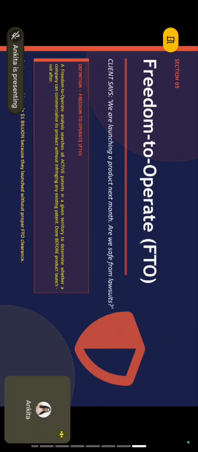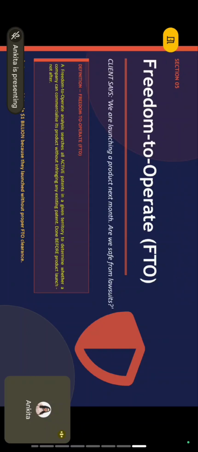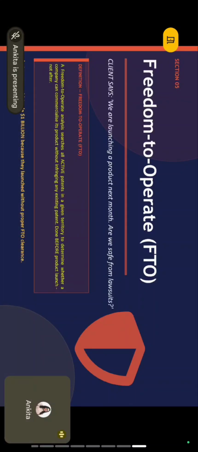Now, the second type of search that we do in patent companies is freedom to operate. Now imagine you have built a product, you're ready to launch that product and you're very excited. But before you launch, someone asks you, are you sure no one else owns a patent that covers your product? So that's what the freedom to operate check is about. A freedom to operate analysis checks all the active patents in a country to make sure that the product you are launching is not going to infringe any of the patents. So it is very important.